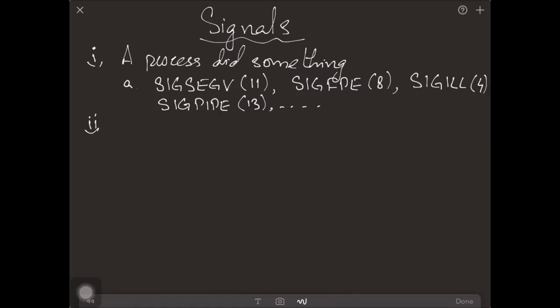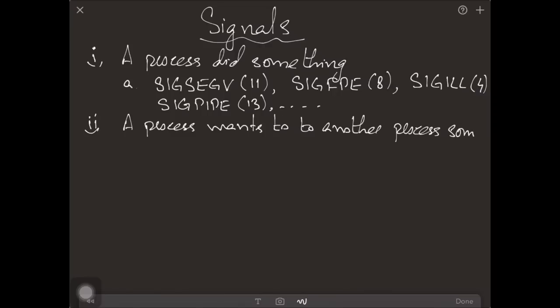At times, one process wants to tell another process something. For example, a child process which has terminated wants to tell the parent that I have terminated. So when a child process terminates or stops execution, the operating system kernel sends a signal to the parent, that is SIGCHLD.